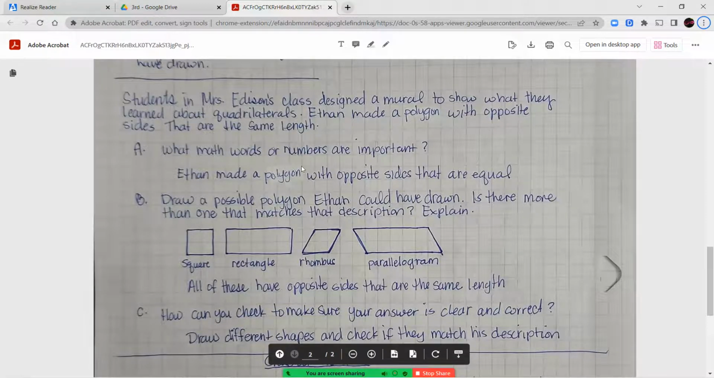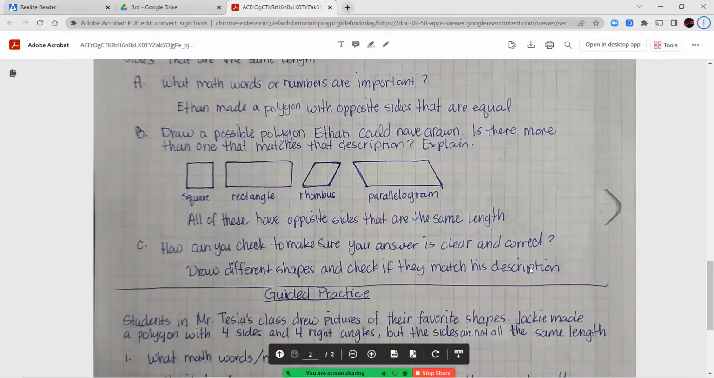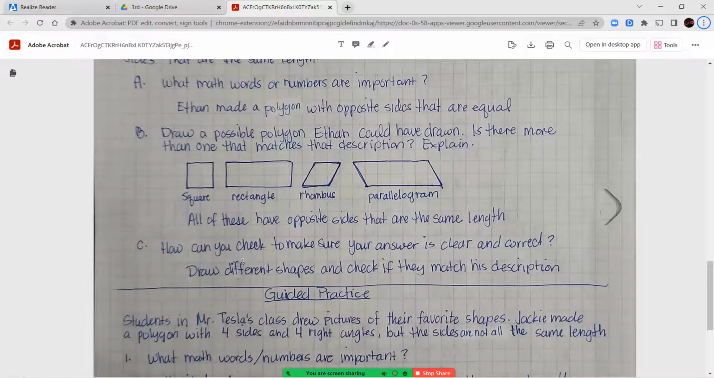So remember, we need a polygon where the opposite sides are equal. So that's true for a square, a rectangle, a rhombus, and a parallelogram. So all of these have opposite sides that are the same length, and they're all quadrilaterals. Part C, how can you check to make sure your answer is clear and correct? You can draw out different shapes and check if those shapes match the description, if they have the same attributes as the shape that you're looking for.